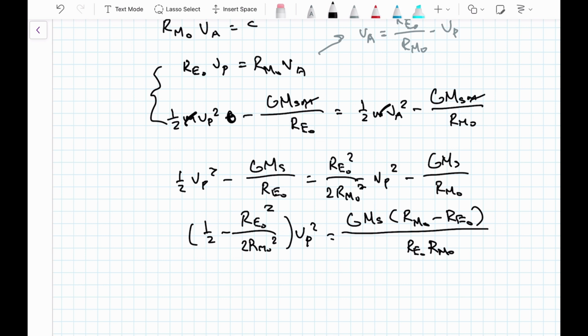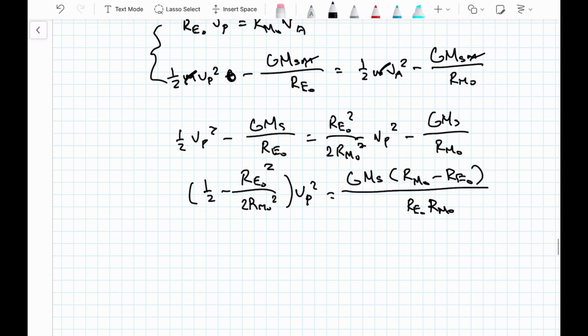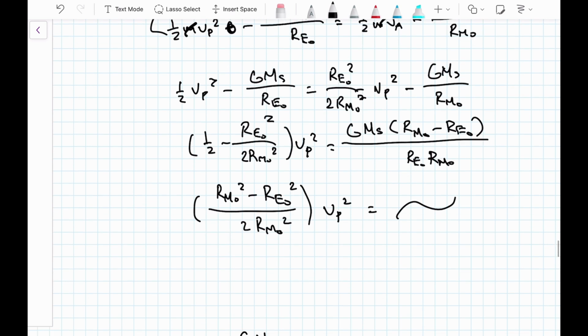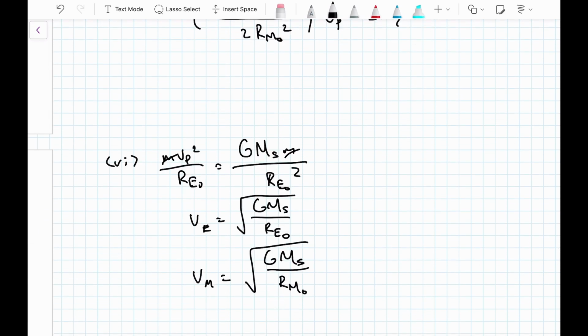Okay, so this is getting more and more complicated. What we can do over here is simplify this a bit. If we simplify on the left side, what we get is RMO squared minus REO squared, right? And then over RMO squared, multiplied by VP squared, is equal to this. Let's move this down a little.